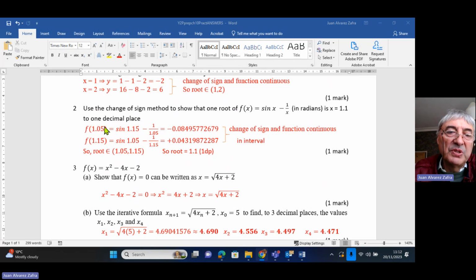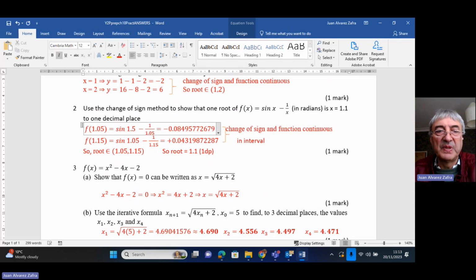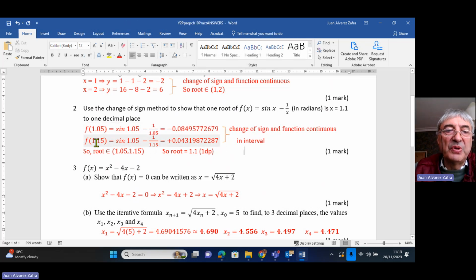So feeding in 1.05 and 1.15. Oh, I think I've put them in the wrong way around. So that should be 1.05 here. So feeding in 1.05, we get this value here, which is negative. Feeding in 1.15, we get this positive value here. And then by the change of sign method, because it's negative at one value and positive at the other value, and importantly, because the function is continuous in this interval, then a root must lie between 1.05 and 1.15. In other words, the root must be 1.1 to 1 decimal place.